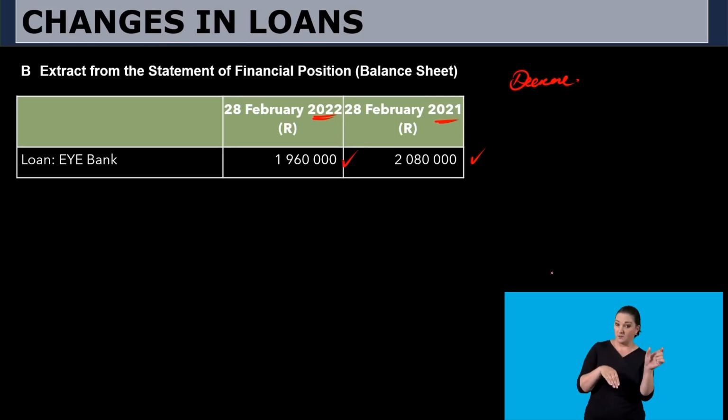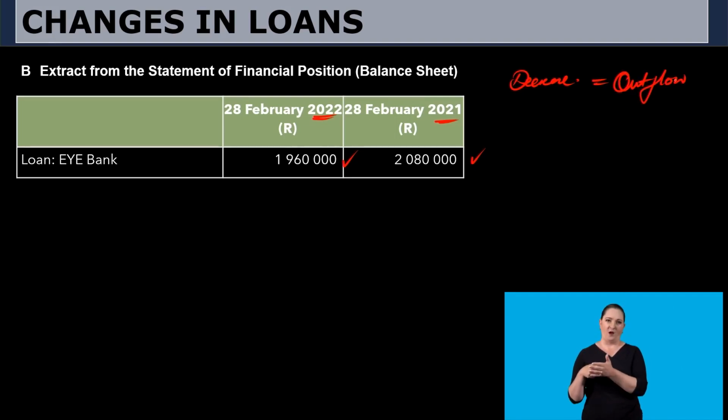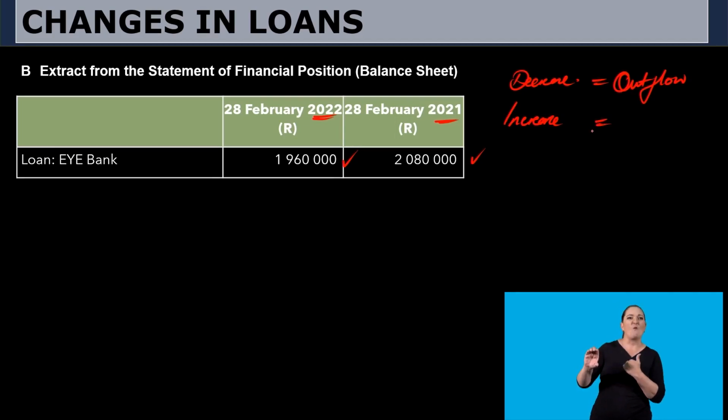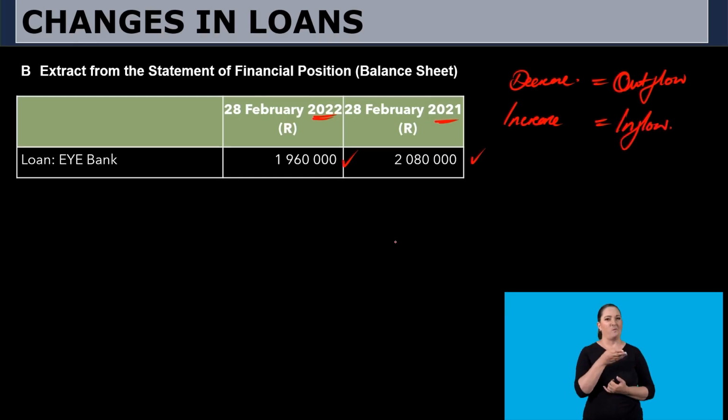Now the question then is, when we have a decrease on the loan, is it inflow or outflow? A decrease in the loan means we have paid a part of the loan, so it's a cash outflow. But an increase on the loan means we've received more from the financial institution, so that becomes a cash inflow.